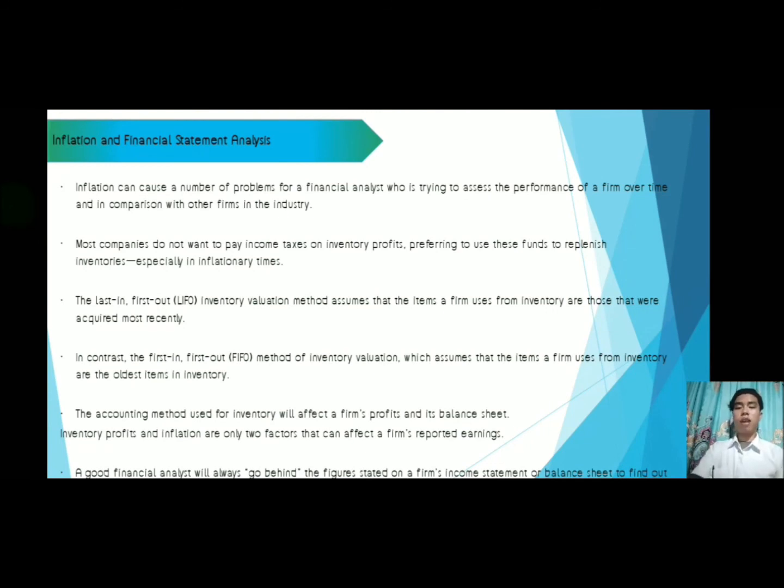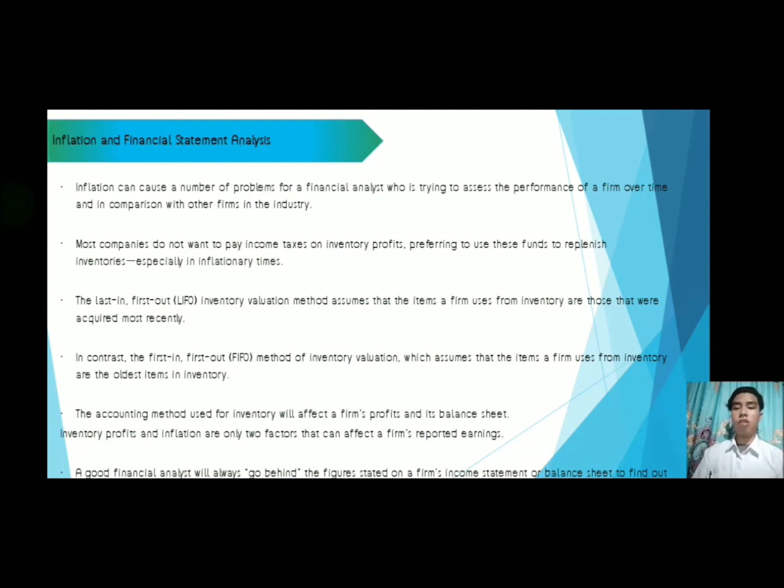Inflation can cause a number of problems for a financial analyst who is trying to assess the performance of firms over time and in comparison with other firms in the industry. In particular, inventory profits, short-lived increased profits that occur as a result of the timing of price increases, can make a significant difference in a firm's reported earnings from year to year. Most companies do not want to pay income taxes on inventory profits. Why? They prefer to use these funds to replenish inventories, especially in inflationary times. Fortunately, there is a way of avoiding or deferring the necessity of reporting these higher profits.